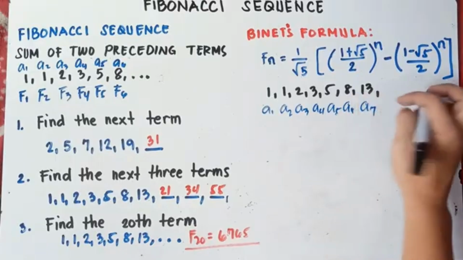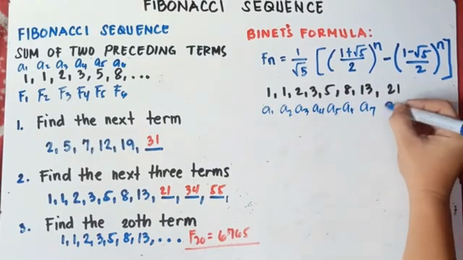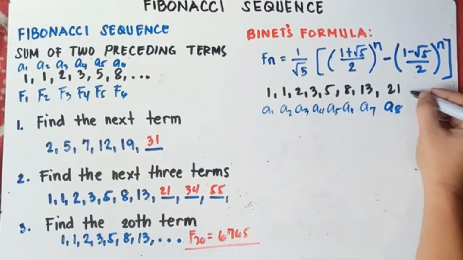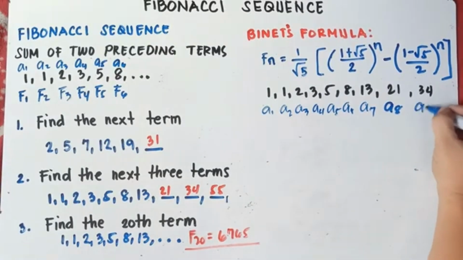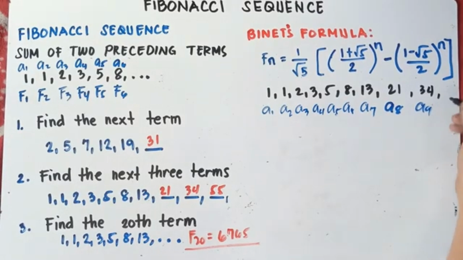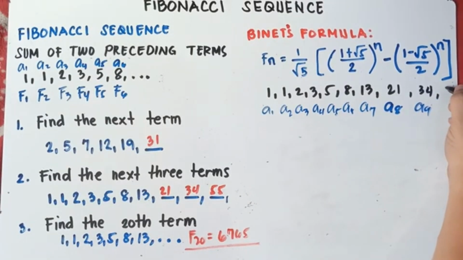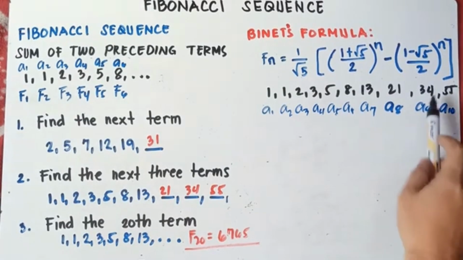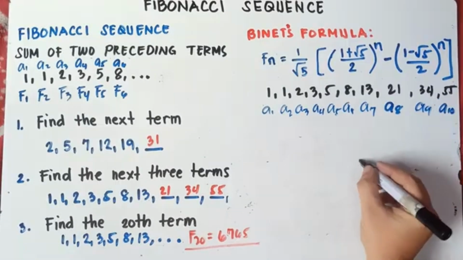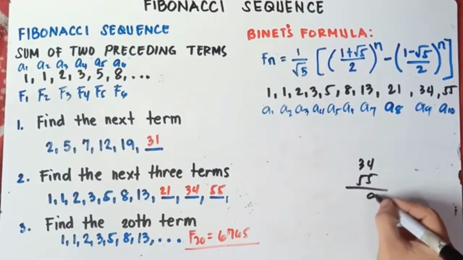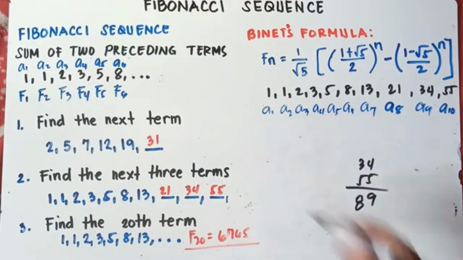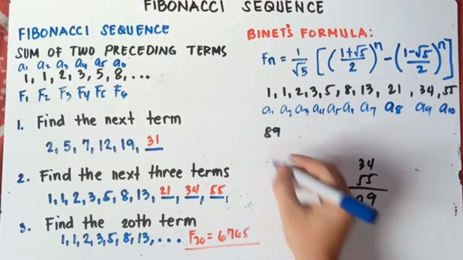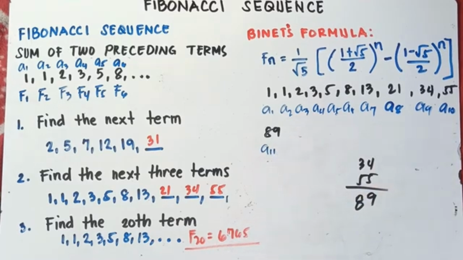So the 8th term will be 8 plus 13, that would be 21. This is the 8th term, a sub 8. 21 plus 13 is 34. That would be your 9th term. And your 10th term will be 34 plus 21, that is 55. Your 11th term, just add 34 plus 55, 89. So 89 will be the 11th term, or f sub 11.